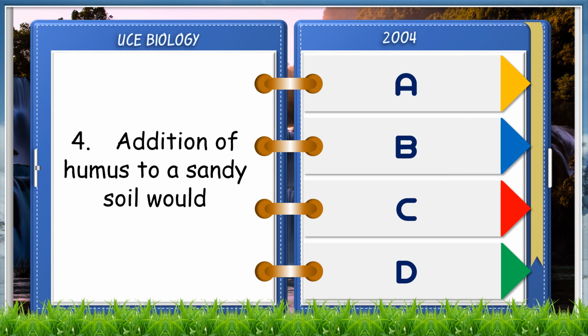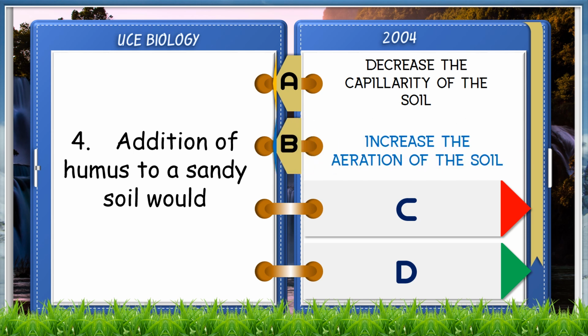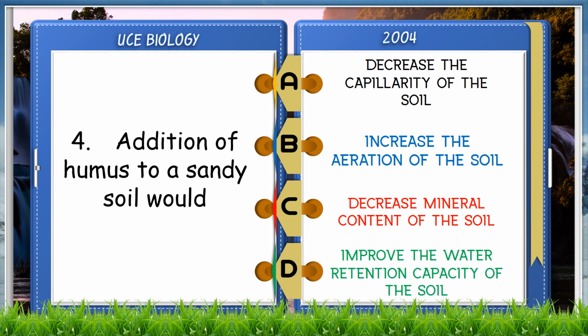Addition of humus to a sandy soil would A. Decrease the capillarity of the soil. B. Increase the aeration of the soil. C. Decrease mineral content of the soil. D. Improve the water retention capacity of the soil. The answer is D. Improve the water retention capacity of the soil.